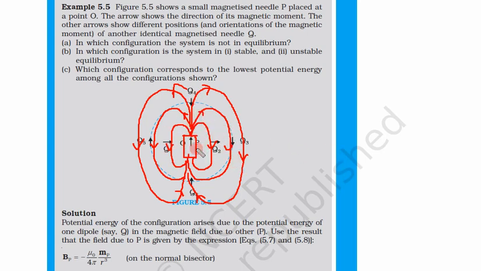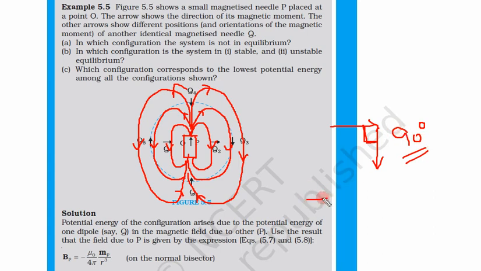Now let us take this Q1. So Q1 is in this direction and the magnetic field is in this direction. So what is the angle between them? 90 degree.